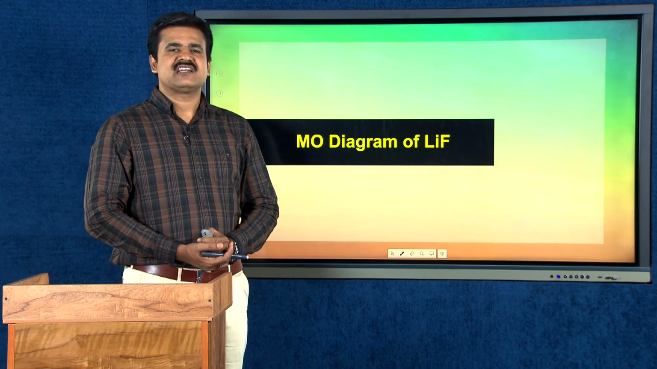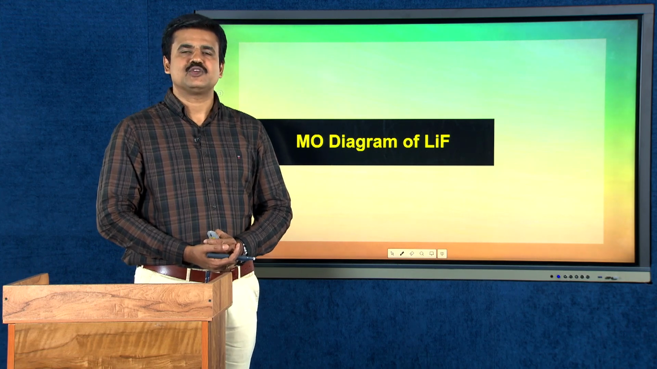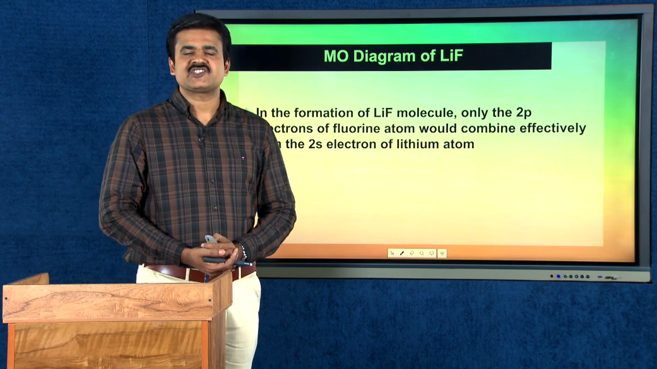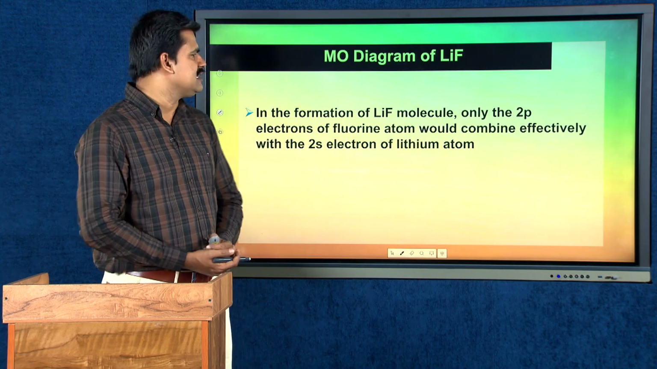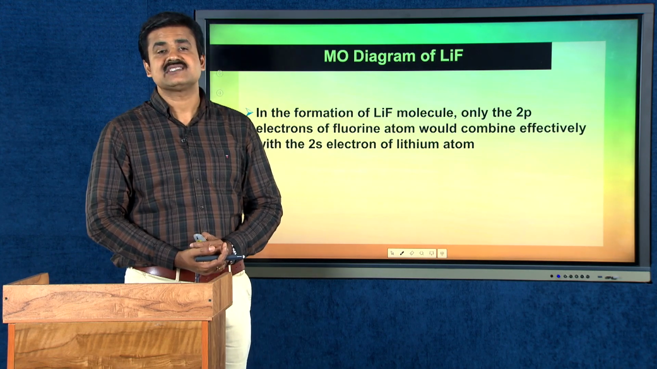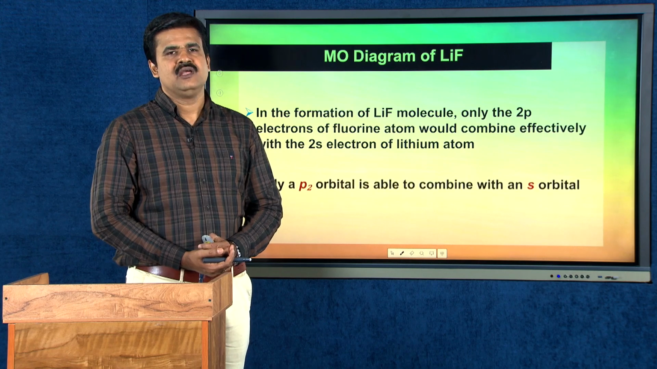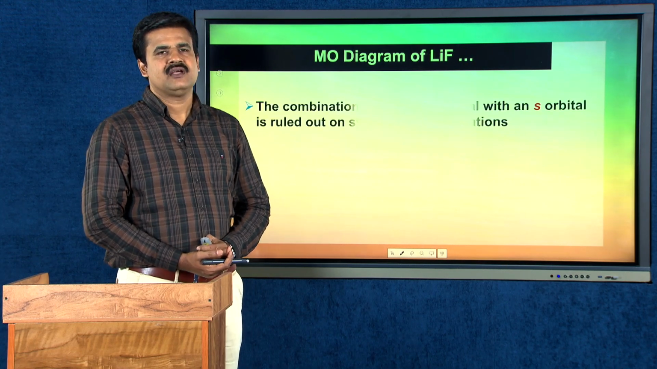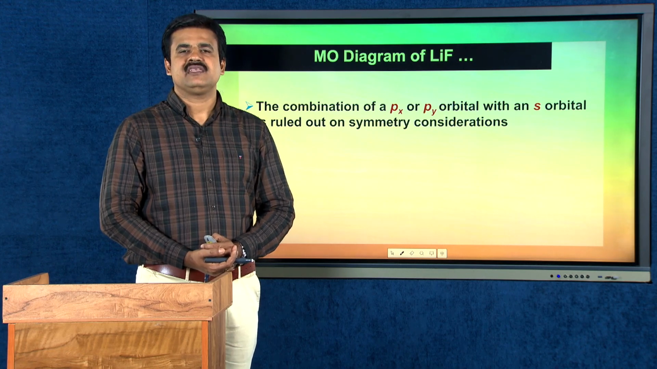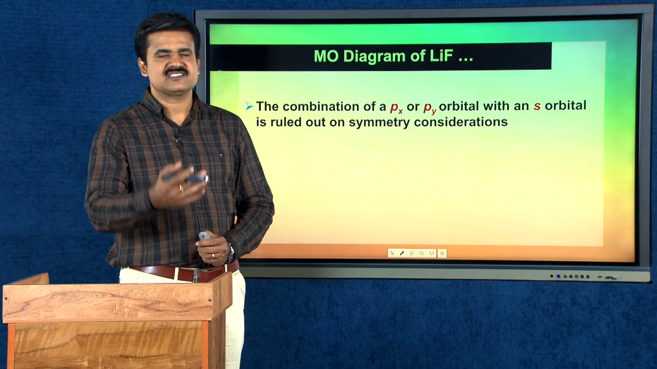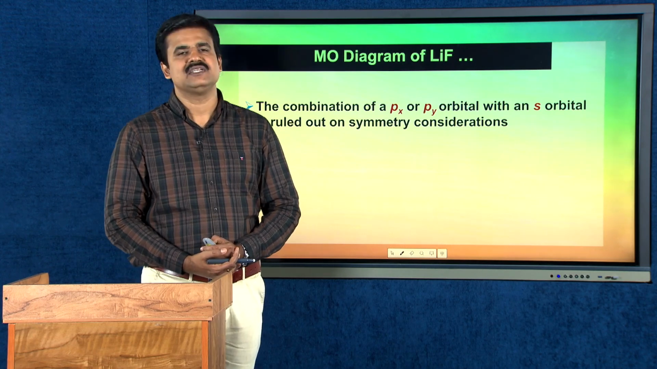Now we are discussing the last heteroatomic diatomic molecule, and its MO diagram, that is the MO diagram of lithium fluoride. In the formation of the lithium fluoride molecule, only the 2p electrons of the fluorine atom would combine effectively with the 2s electrons of the lithium atom. Only a pz orbital is able to combine with an s orbital. The combination of a px or py orbital with an s orbital is ruled out due to symmetry considerations. This point we have discussed in the previous two examples.